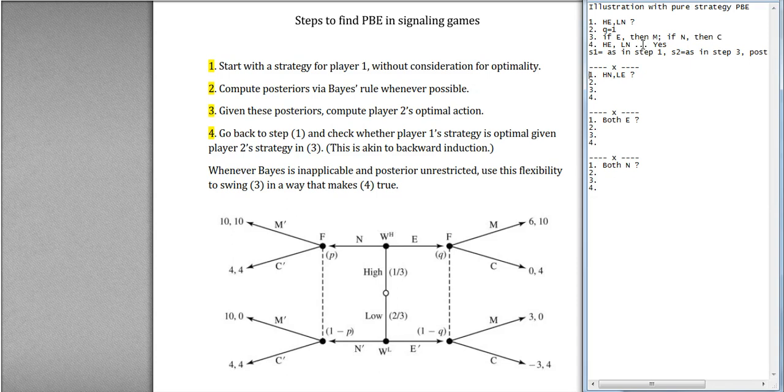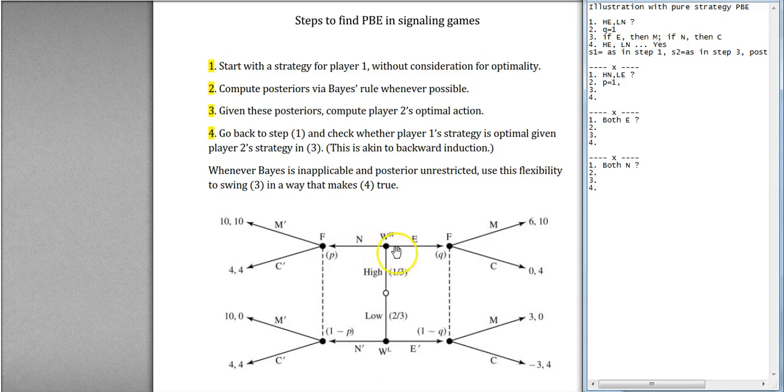So what about whether there might be an equilibrium in which the high ability type does not get educated and the low ability type does get educated? Is that possible? That's a question. So that's basically step number 1. We've assigned a strategy for player 1. Compute the posteriors via Bayes rule. This is separating behavior, and in separating behavior, the player 2 always deduces the truth. That's a basic implication of Bayes rule. So the posteriors here are going to be: if player 2 observes no education, then it's going to be sure that this is a high ability type.